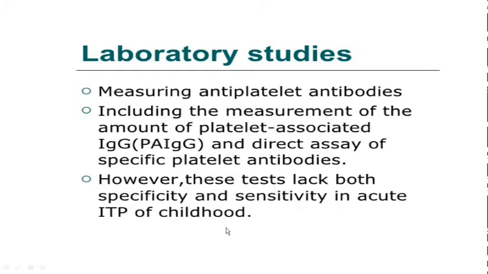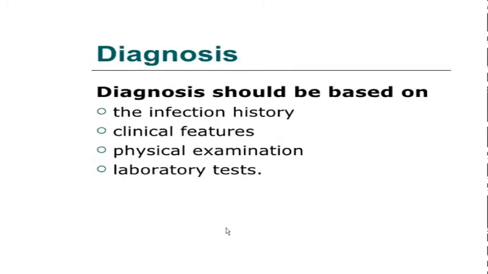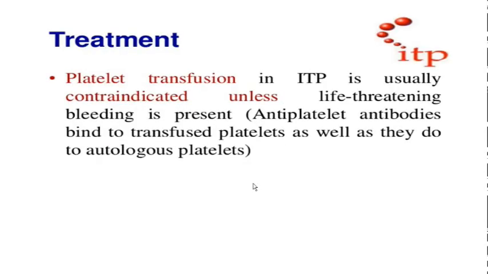So these tests lack specificity and sensitivity, especially in acute ITP. So the diagnosis should be based on infection history, clinical features, physical examination, and suboptimal laboratory tests. And the treatment is basically for acute ITP or any acute exacerbation. Platelet transfusion is to be avoided unless it's very life-threatening, a very emergency, because the transfused platelets may induce antiplatelet antibodies, and that will lead to further destruction of the platelets.